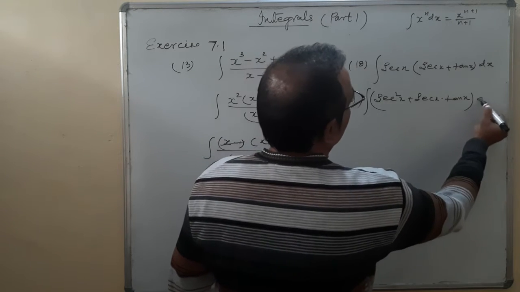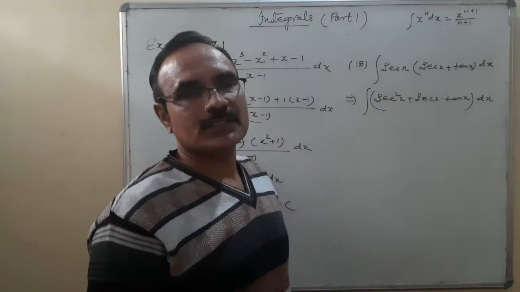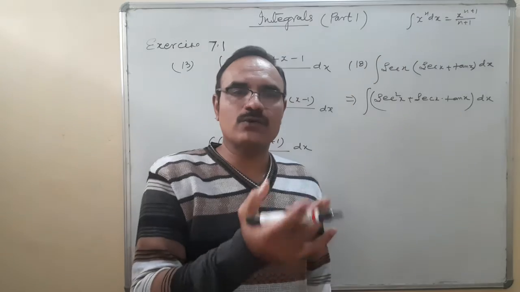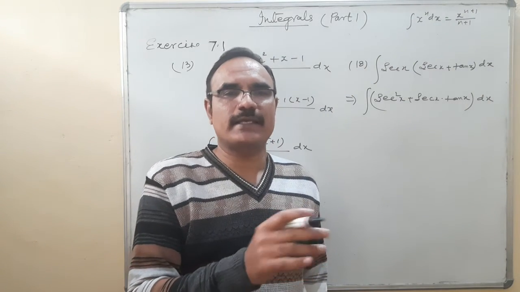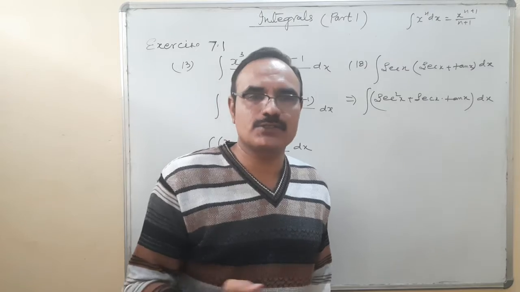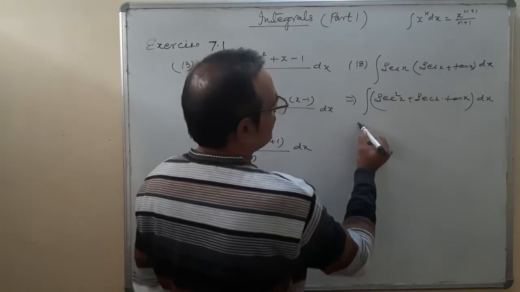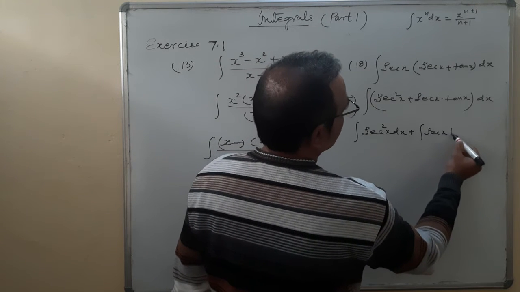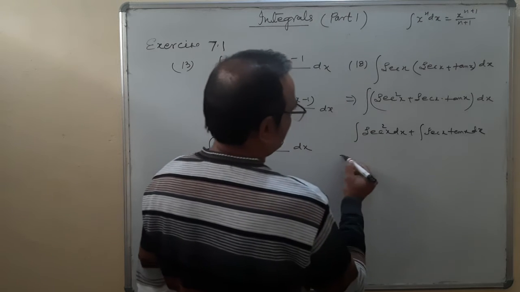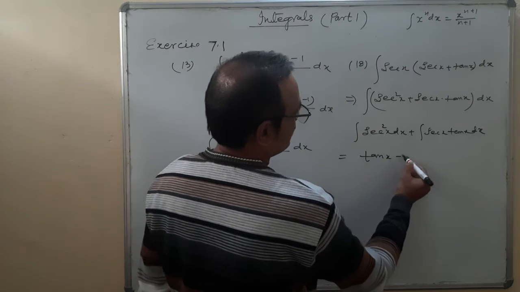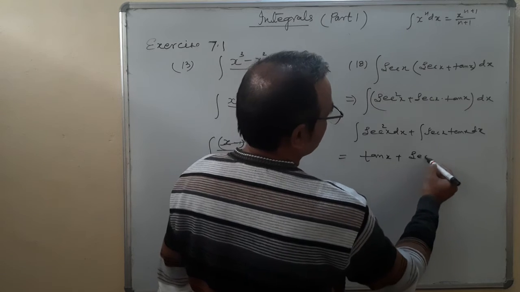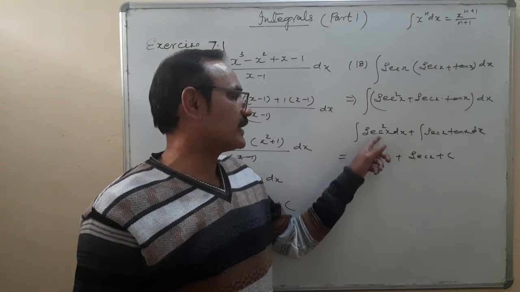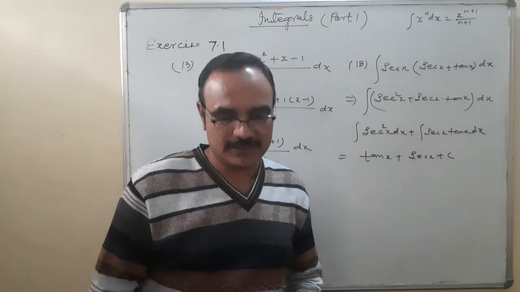Now you remember that the differentiation of tan x is sec square x. So when we integrate, we'll try to convert the trigonometric terms into the form of sec square x, sec x into tan x, cosec square x, cosec x into cot x. Just the reverse procedure. So it is sec square x dx plus sec x tan x dx. Integration of sec square x is tan x. Integration of sec x tan x is sec x plus c. You will remember it like that: the differentiation of tan x is sec square x, and the differentiation of sec x is sec x into tan x.